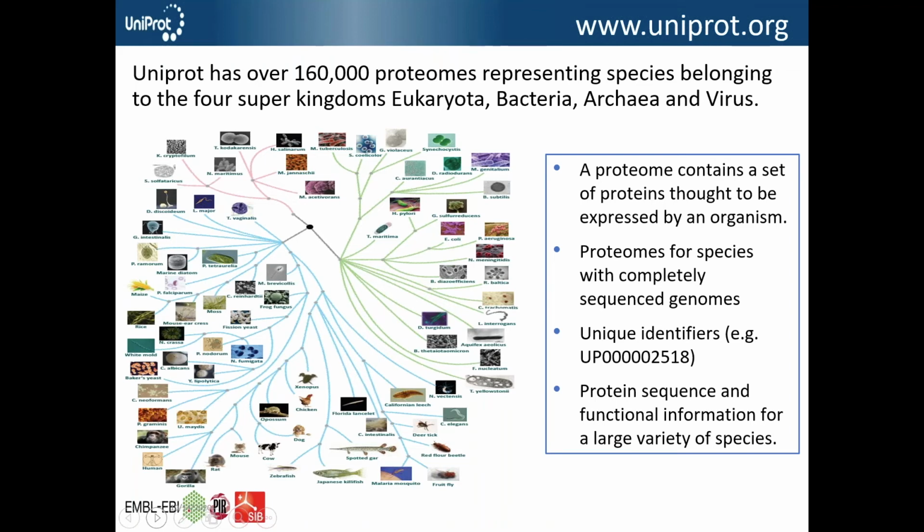We have proteomes for species with completely sequenced genomes, and we're always updating this. So please do submit any sequences that you have. Each proteome has a unique identifier, which you can search for using the free text search tab. And as I mentioned, this is always being updated, so please do email us if you have any questions on this. There are various resources available which will provide a little bit more information on any of these and on anything that I've mentioned so far.